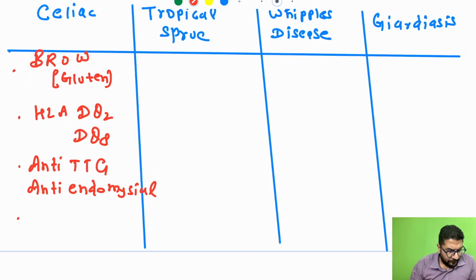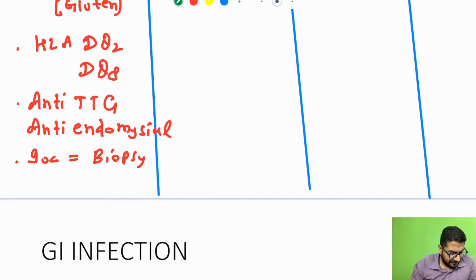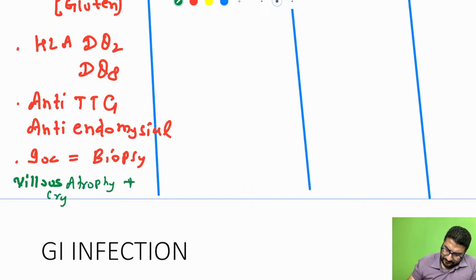Anti-endomysial. Fourth thing they ask you is what is the investigation of choice? It is biopsy. And in biopsy what you will find, क्या मिलेगा biopsy में? Villus atrophy and crypt hyperplasia.